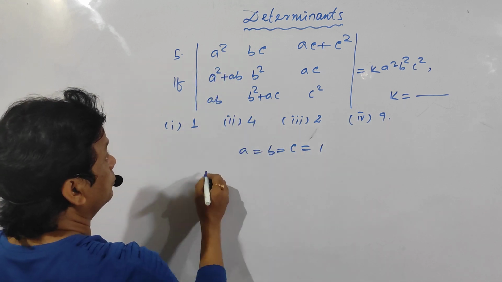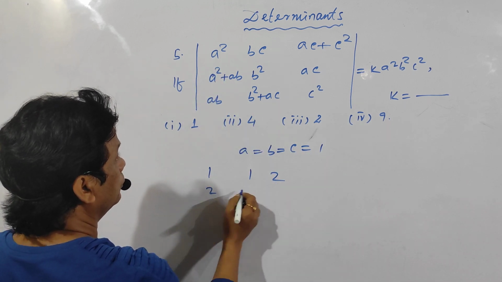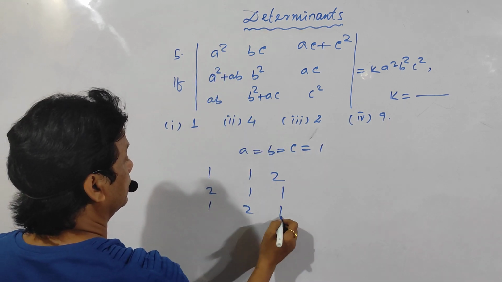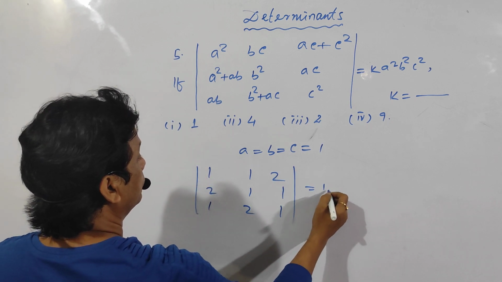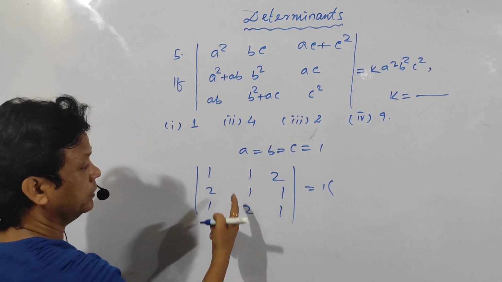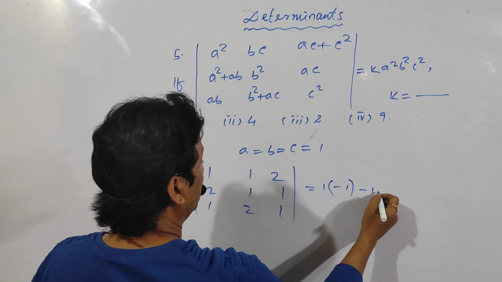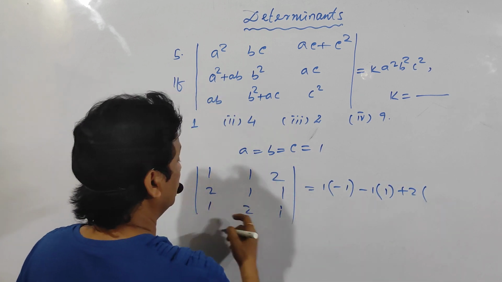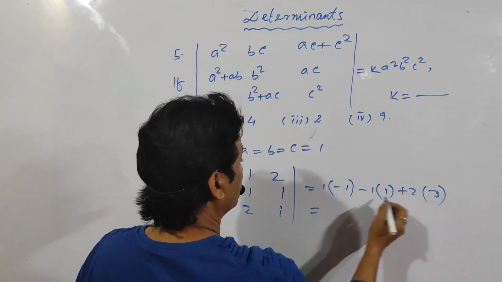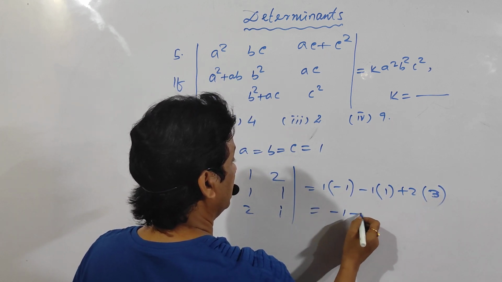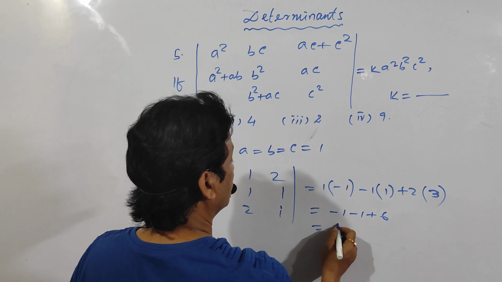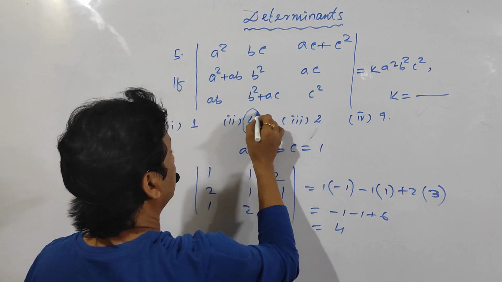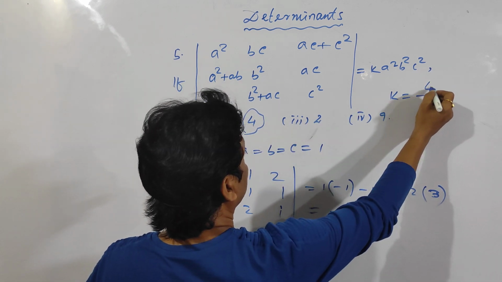Okay. So 1 1 2 2 1 1 1 2 1 the left hand side. So 1 into directly I am solving 1 minus 2 is minus 1. So minus 1 into 2 minus 1 it is 1. Then plus 2 into 4 minus 1 it is 3. So it will become minus 1 minus 1 plus 3 to the 6. So answer is 4. So this one is the option. So K is equal to 4.